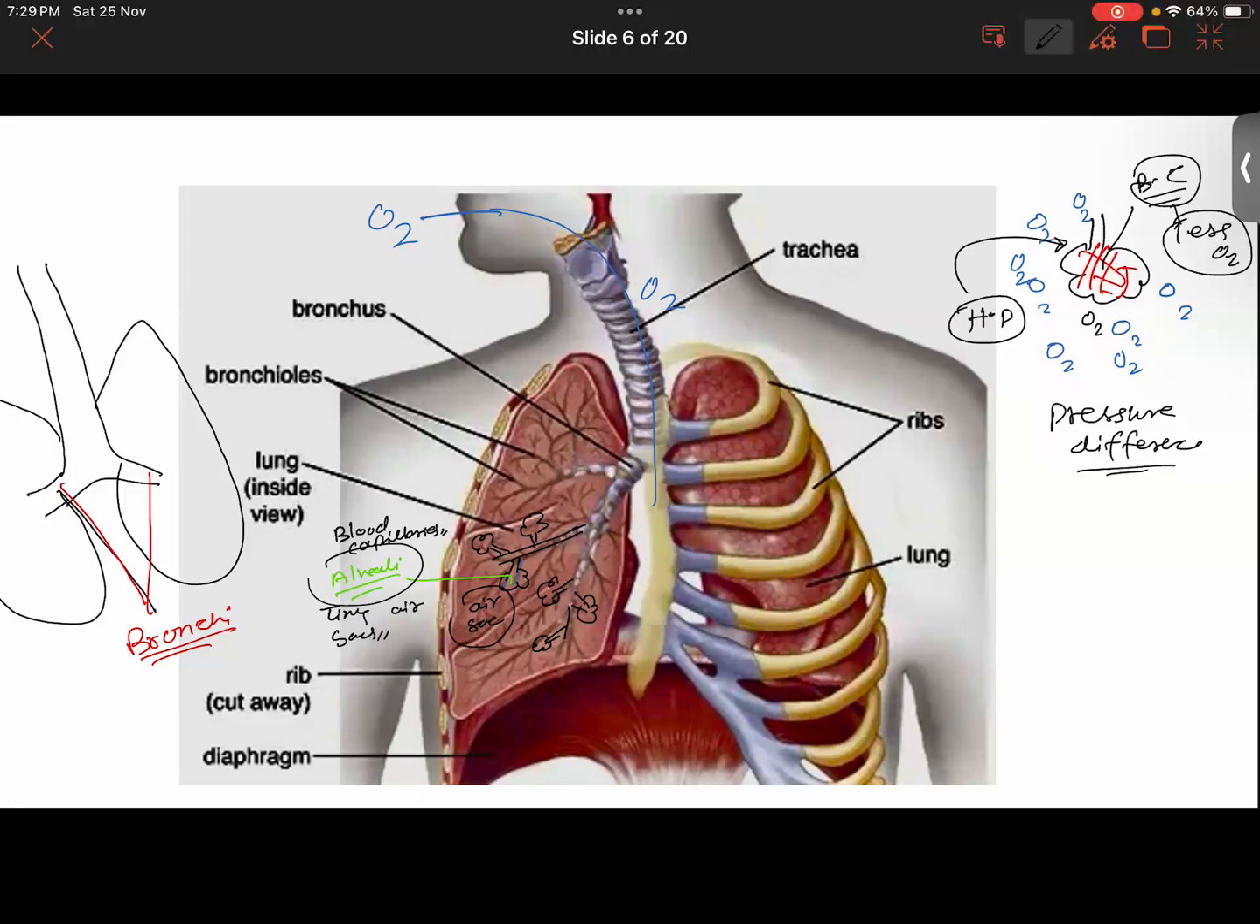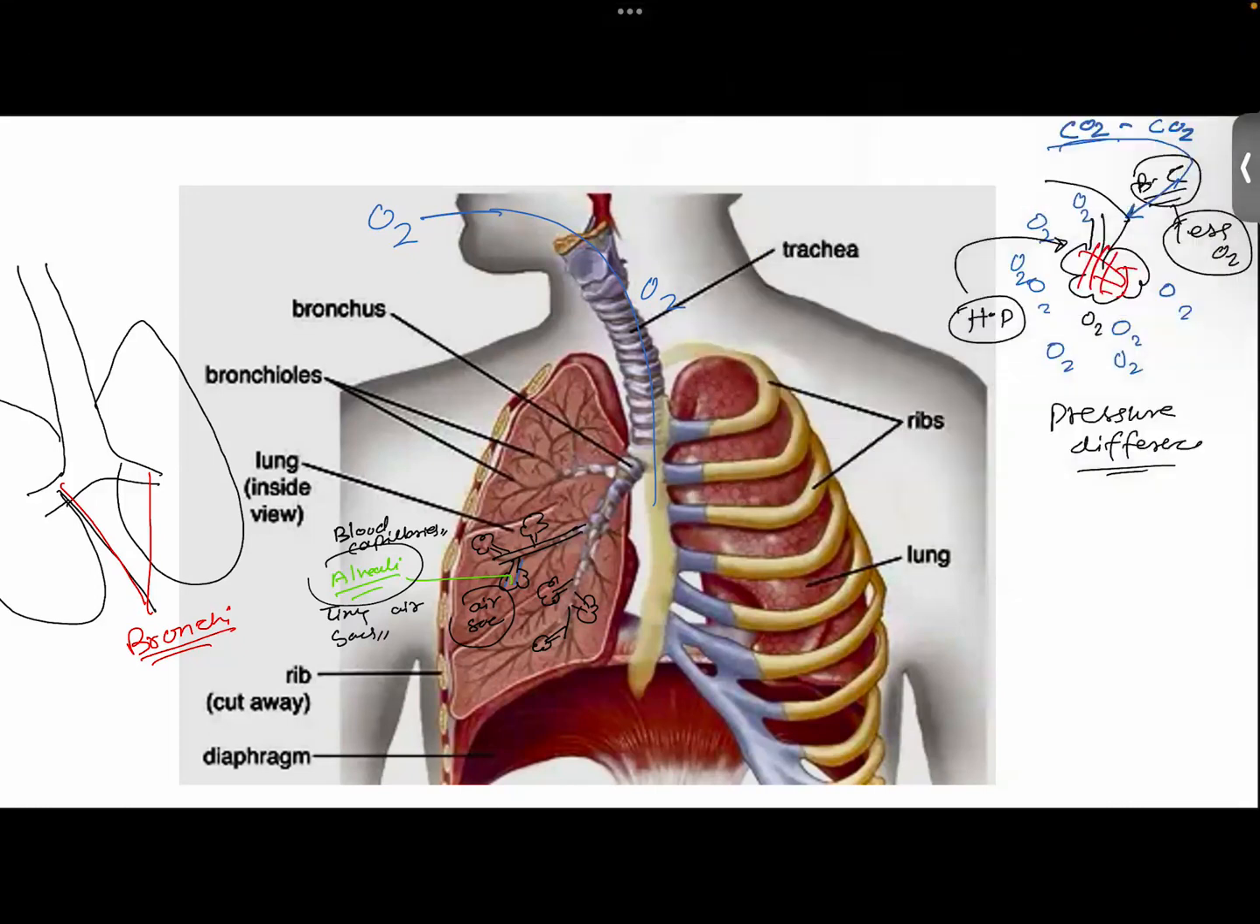In the same manner, when the same blood capillaries bring in carbon dioxide-rich blood from the body, it will now have more carbon dioxide inside. Now you will see more carbon dioxide gas is there, while outside there is a lesser amount of carbon dioxide gas. So there will be more pressure of carbon dioxide gas over here, while outside it will be lesser. So carbon dioxide will be exchanged from the blood into the alveoli. Hope it is clear. Yes, sir.